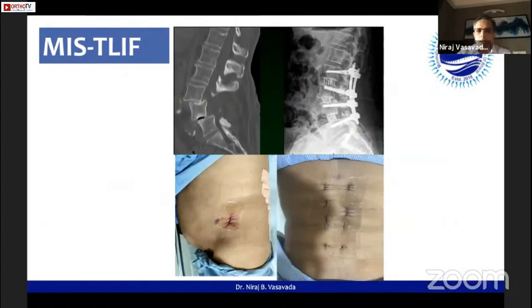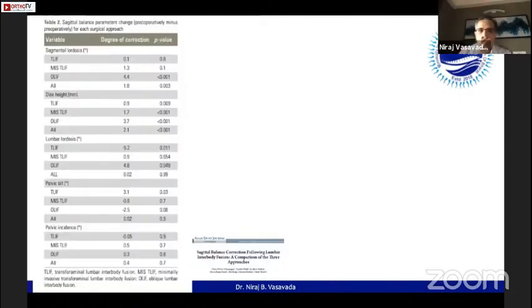If you look at this case, just from a small tiny 2 inch incision, we could get away doing 3-level anterior surgery and small percutaneous cuts in this patient. Now we compare again, head to head, OLIF and MIS-TLIF with open TLIF.